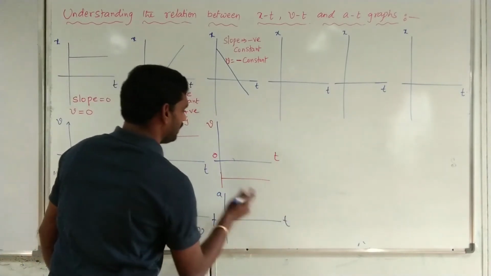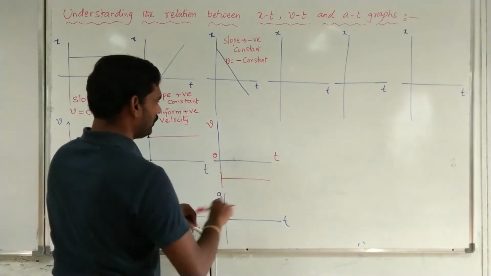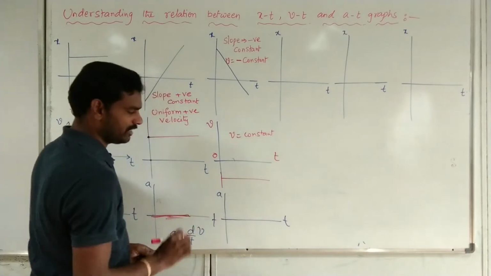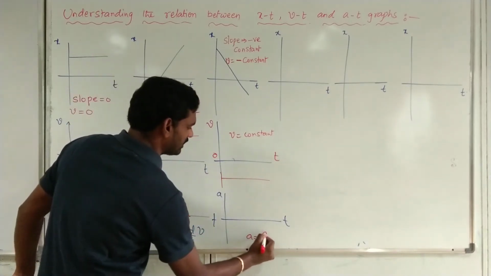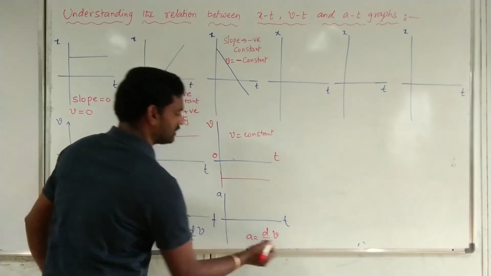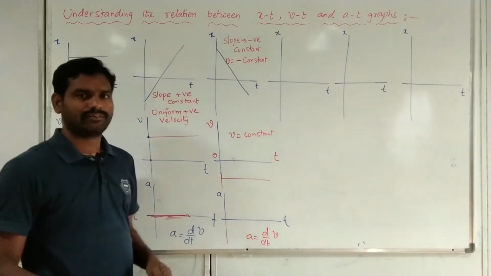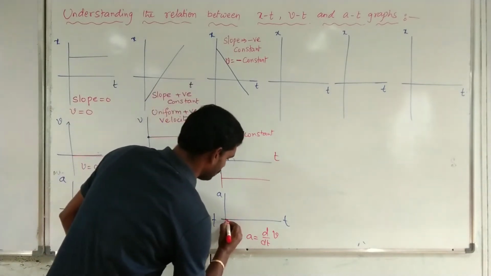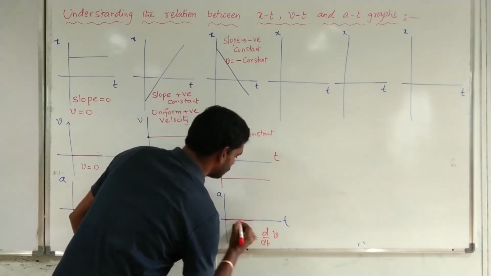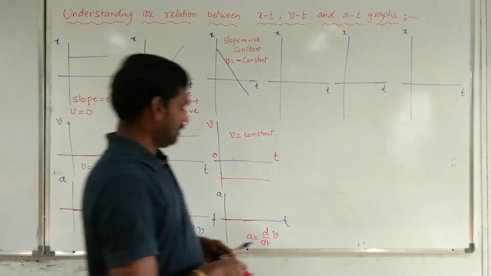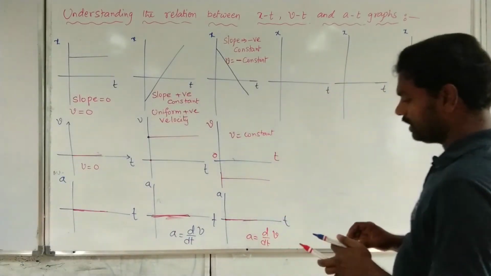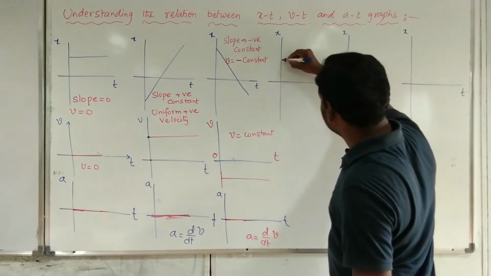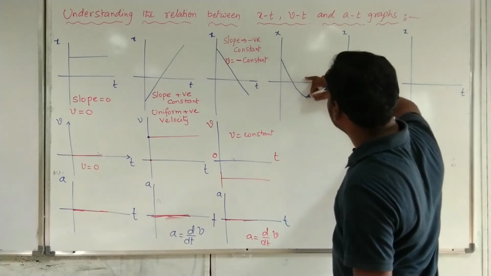Next, the respective At graph. As velocity is constant here, acceleration is equal to 0, because we know acceleration is the rate of change of velocity. Rate of change of a constant is always 0. So, the acceleration versus time graph looks like this. Acceleration is 0 always, irrespective of time. Okay. Now, we are going to discuss another example, the fourth case. In this fourth case, consider the xt graph looks like this.